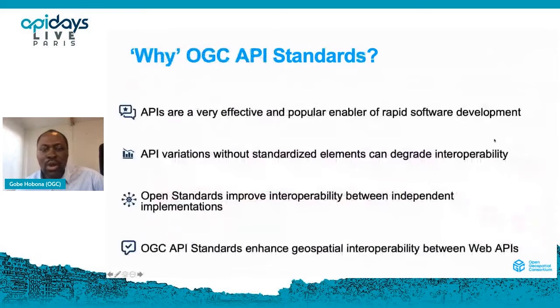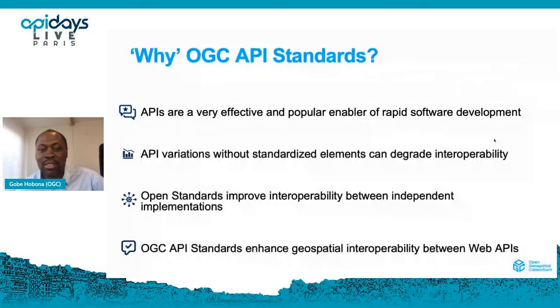So why are we developing OGC API standards, and why should you be interested in OGC API standards? Well, APIs are a very effective and very popular enabler of rapid software development. And what we've seen as we've reviewed quite a number of APIs implemented across the web, we found variations of how those APIs represent location data. And in some cases, that variation is not interoperable, is not implemented across different systems. And as a result, the variation in how the APIs implement location support can, to an extent, degrade interoperability.